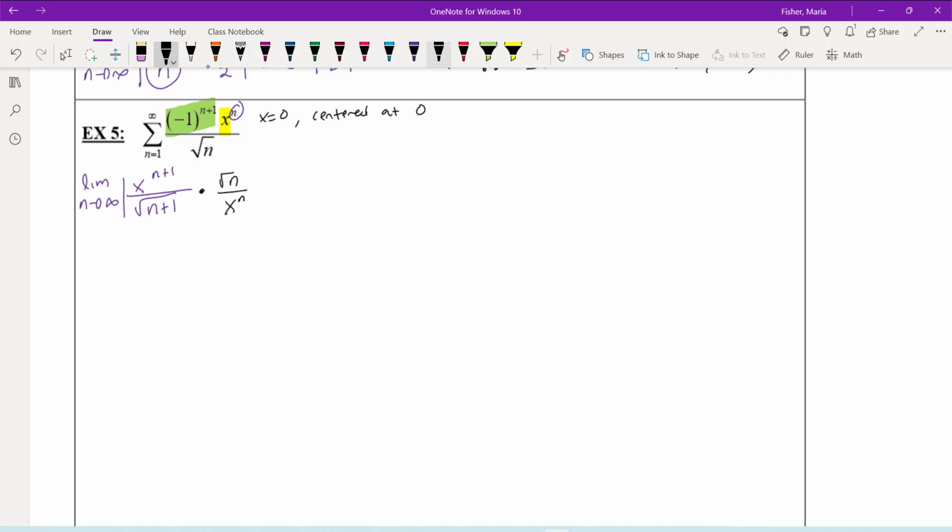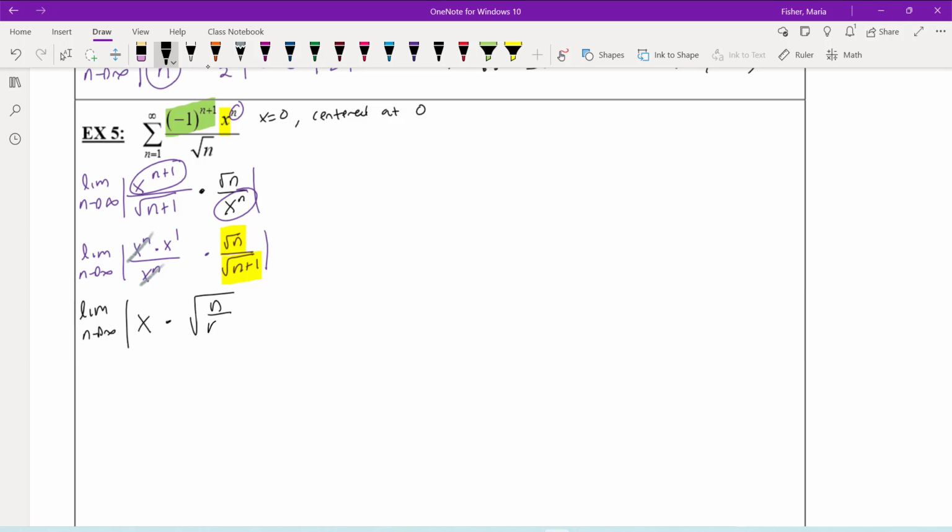Now let's expand and try to figure out what this limit is. We're looking at the limit as n goes to infinity, and this becomes x^n times x to the first, over my x^n, and then I have the square root of n over the square root of n+1. My x^n's will cancel, and I notice I have the square root of n and the square root of n+1. So you can think of that as the square root of the whole thing. That would be x times the square root of n over n+1.